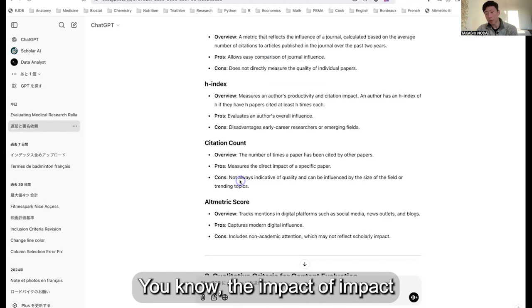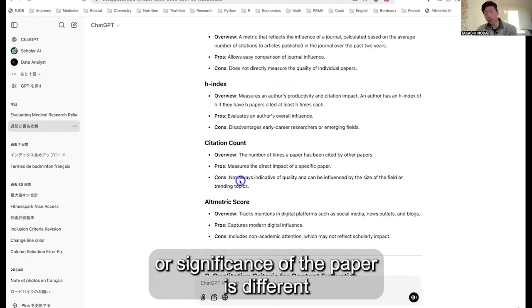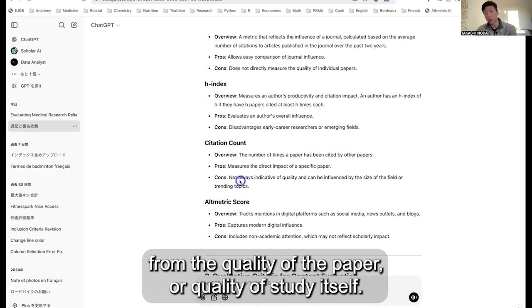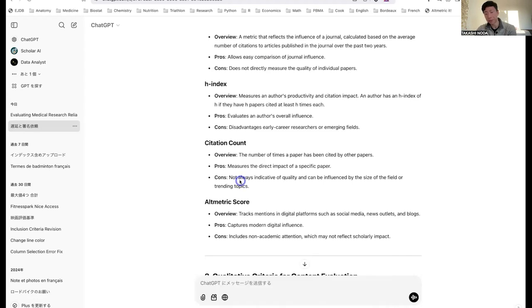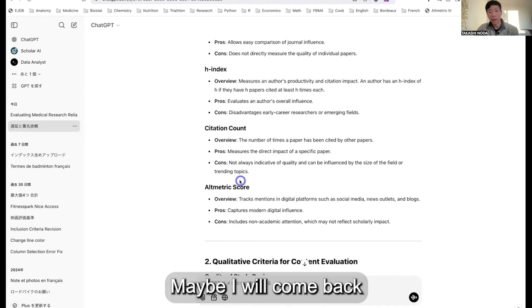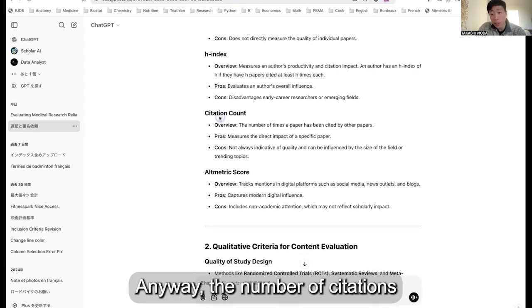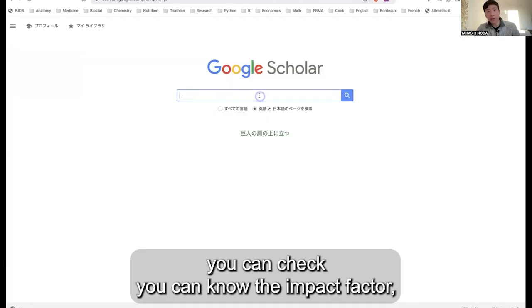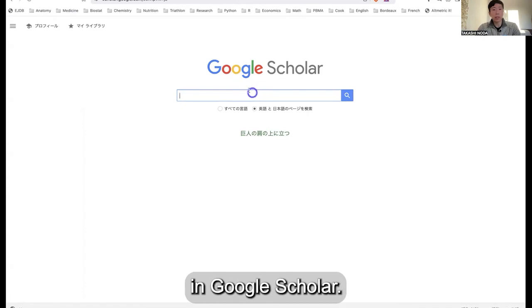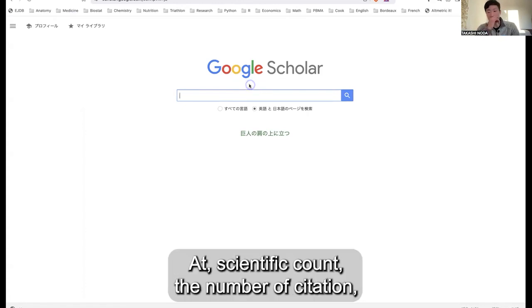The impact or significance of the paper is different from the quality of the paper or the quality of the study itself. Maybe I will come back to it later on. Anyway, the number of citations does matter. You can check it in Google Scholar, sorry, at the scientific count, the number of citations.